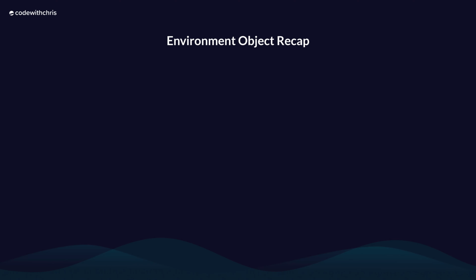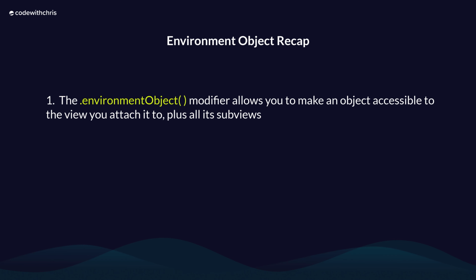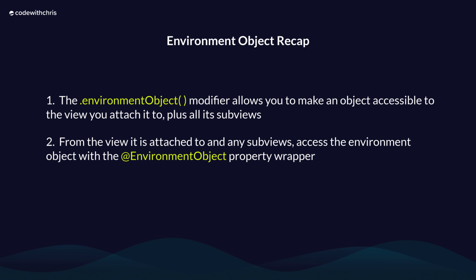So let's do a recap. Number 1, the environment object modifier allows you to make an object accessible to the view you attach it to, plus all of its subviews. Number 2, from the view that it is attached to and any subviews, access the environment object with the @EnvironmentObject property wrapper.